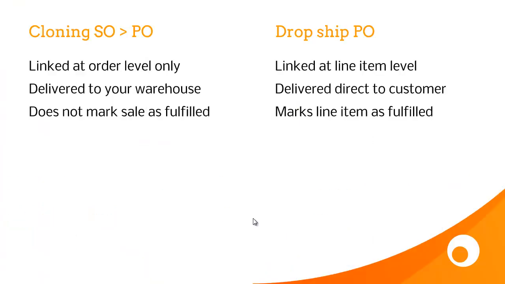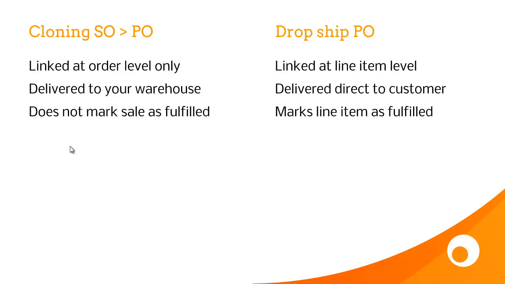Let's take a few moments to look at the differences between the cloning process and the dropship process. So a cloned purchase order is only linked to the sales order at the order level, whereas on a dropship purchase order, every line item on the purchase order is linked to a matching item on the parent sales order. The cloned purchase order is delivered to your own warehouse, so you do need to receive inventory, whereas a dropship purchase order is delivered direct to the customer, so there's no need to receive inventory.